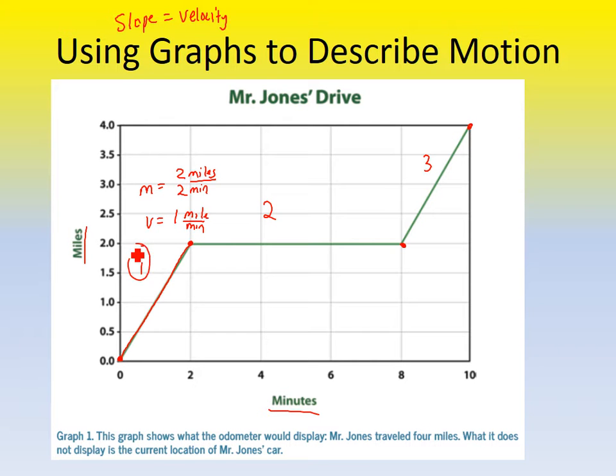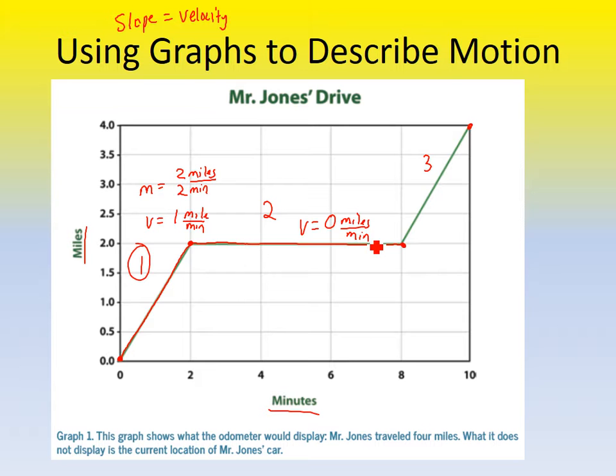Okay, now let's go to segment number 2. Rylan, what's happening here? He stopped. How do you know he stopped? Because his miles are constant. Yeah, he's staying at 2 miles. What's another way of determining that he stopped? What's the slope of this line? Slope is 0. So his velocity here is 0 miles per minute. Okay, so he stopped. So number 2, he stopped.